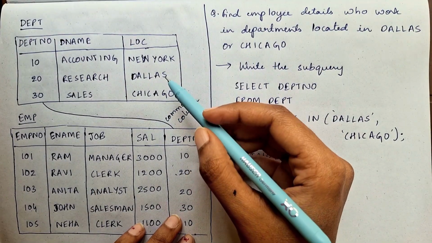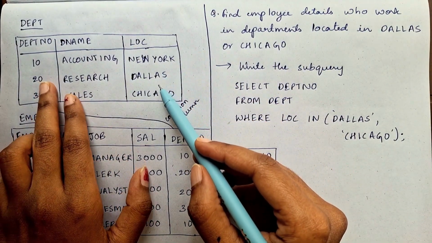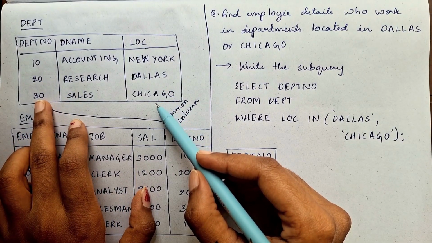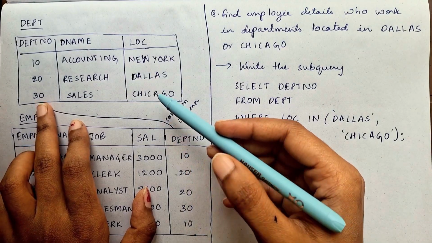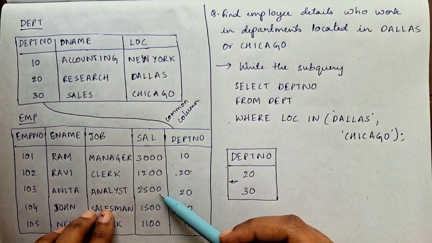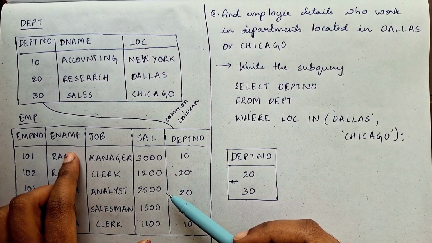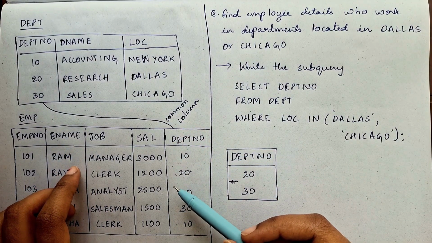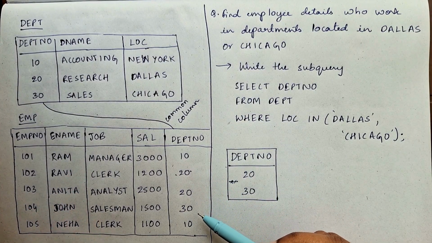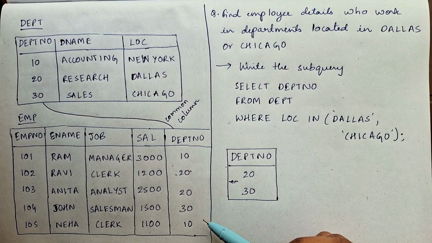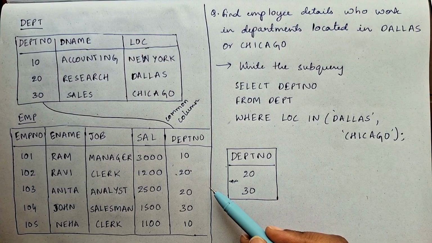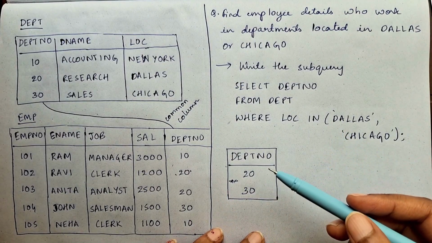And we can see that Dallas belongs to department 20 and Chicago belongs to department 30. Now we have department numbers 20 and 30. Next, we go to the EMP table and find the employee details whose department number is either 20 or 30. Those employees are the ones who work in departments located in Dallas or Chicago. And now let's see how we write the query for this.